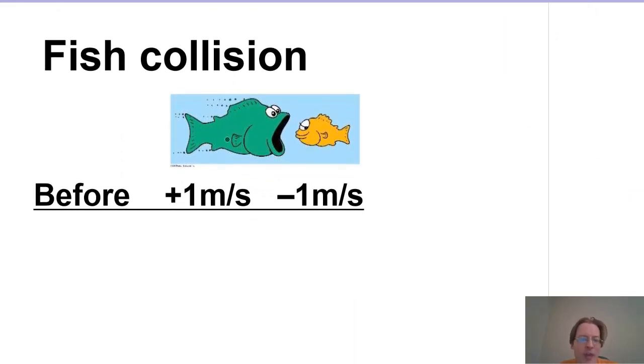Let's repeat that example, but suppose they're now both moving. This one is 5 kilograms. This one is still 1 kilogram. But now the big fish is moving at 1 and the little one is also heading towards it, like a head-on collision. They're moving at equal speeds towards each other. Pause it and try to work out the final velocity before I work it out.